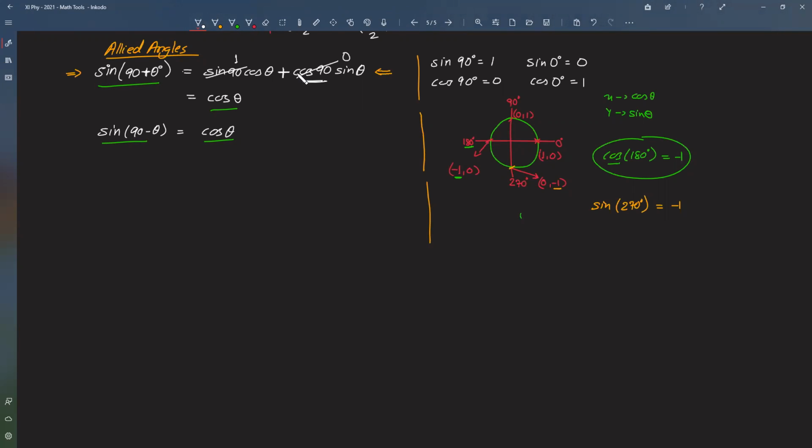Let's see what we will get if we do cos 90 plus theta, and we'll also try to see what will be the result when there is cos 90 minus theta. So cos 90 plus theta, apply the formula. It is cos A cos B minus sin A sin B. B is theta. Now cos 90 is 0, so this is completely gone. Sin 90 is 1, so you have only minus sin theta.